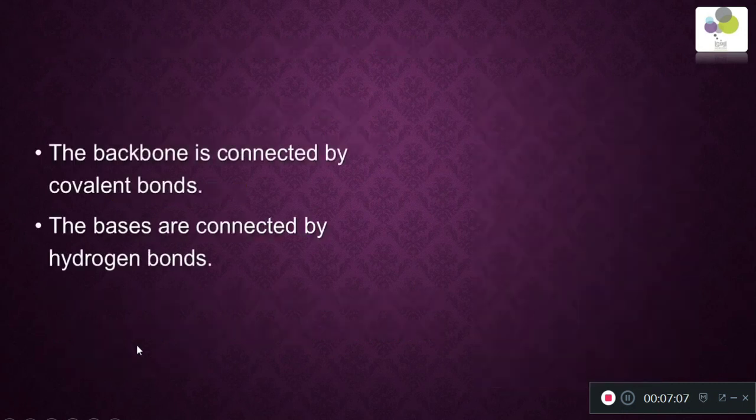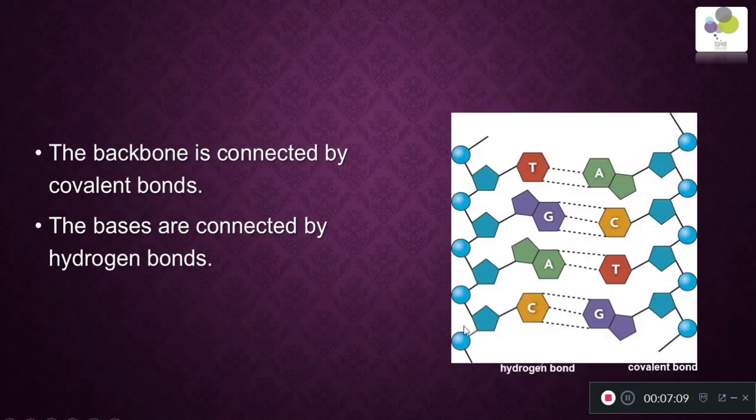One last thing to mention about the structure of the DNA: this backbone, which is made up of sugar and phosphate, is connected together by covalent bonds. But finally, guys, the nitrogen containing bases are connected by hydrogen bonds. And this is everything about the structure of DNA.